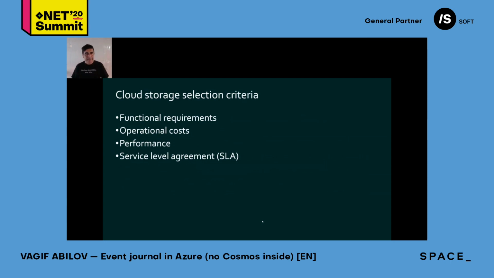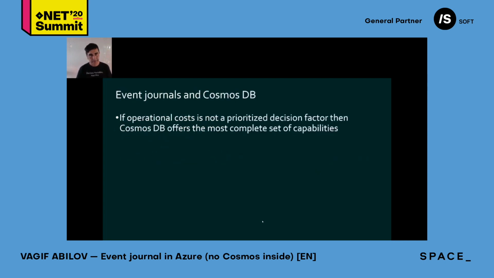Later about that. So your cloud storage selection criteria will, of course, include functional requirements. Of course, they will include operational costs, even if you work for a project paid by a customer organization. I guess operational costs are quite sensitive. Performance and service level agreement, don't forget about that. Different storage types can have quite different service level agreements.